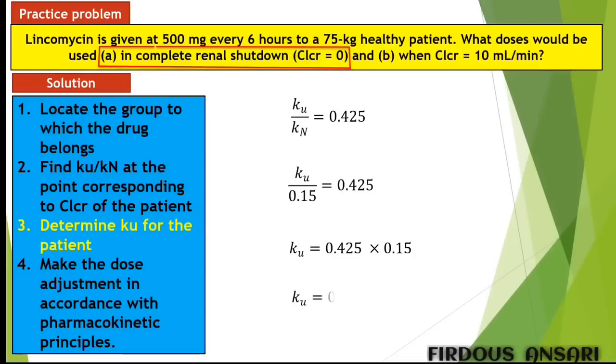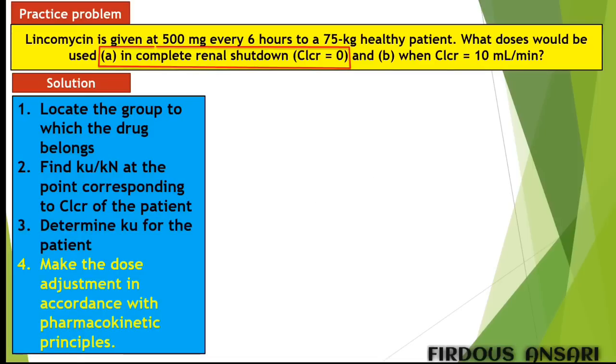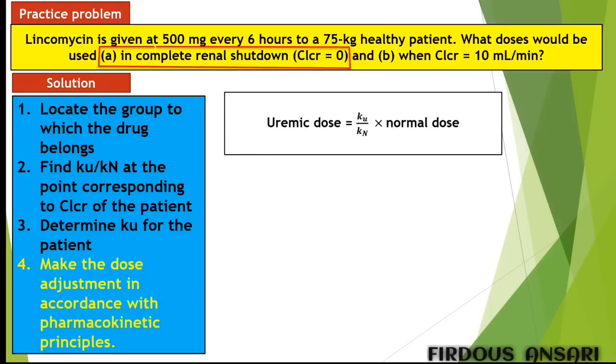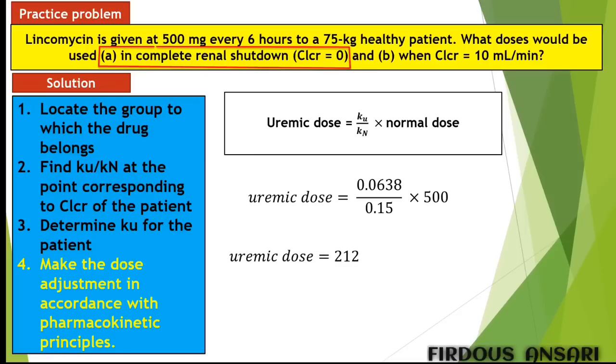So you will have a value somewhat like this, 0.0638 per hour. Third step also completed, and the last step is to make dose adjustment in accordance with pharmacokinetic principles. So uremic dose equals Ku divided by Kn multiplied by normal dose. You add the value of Ku, that is 0.0638, which we found in the third step, then the Kn value 0.15, which we got in the previous step, and multiply by 500. So you will have a value somewhat like this, 212 mg every 6 hours.